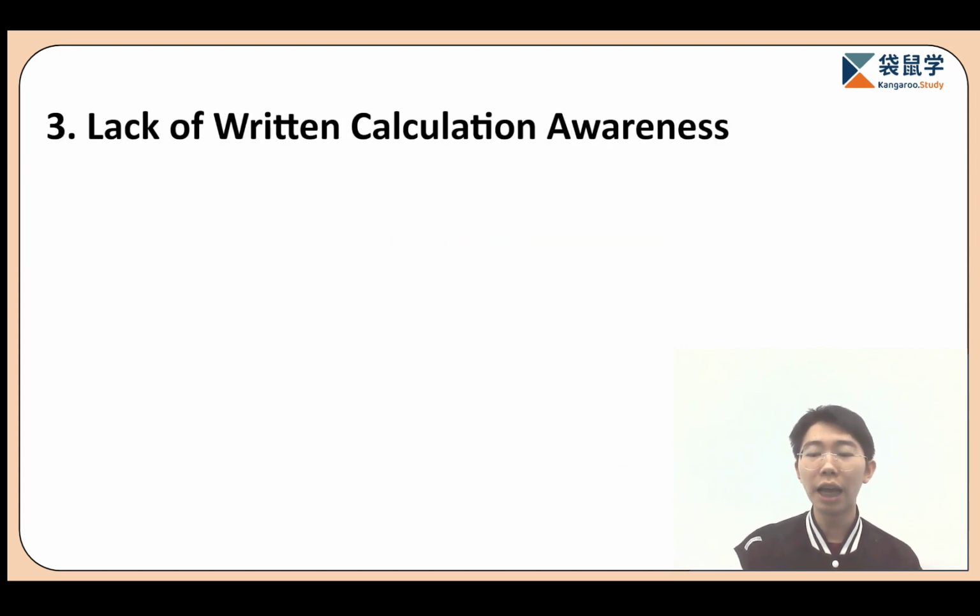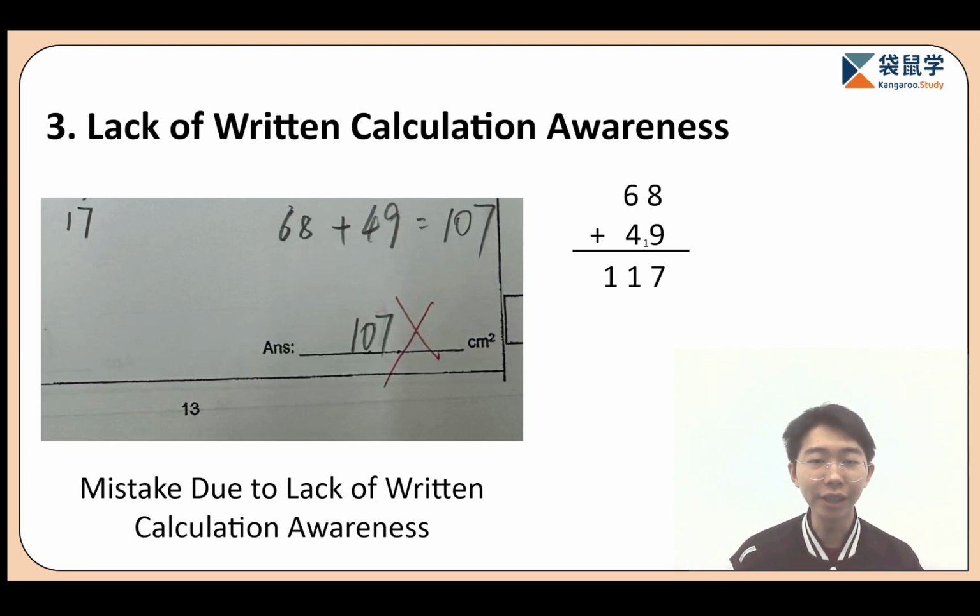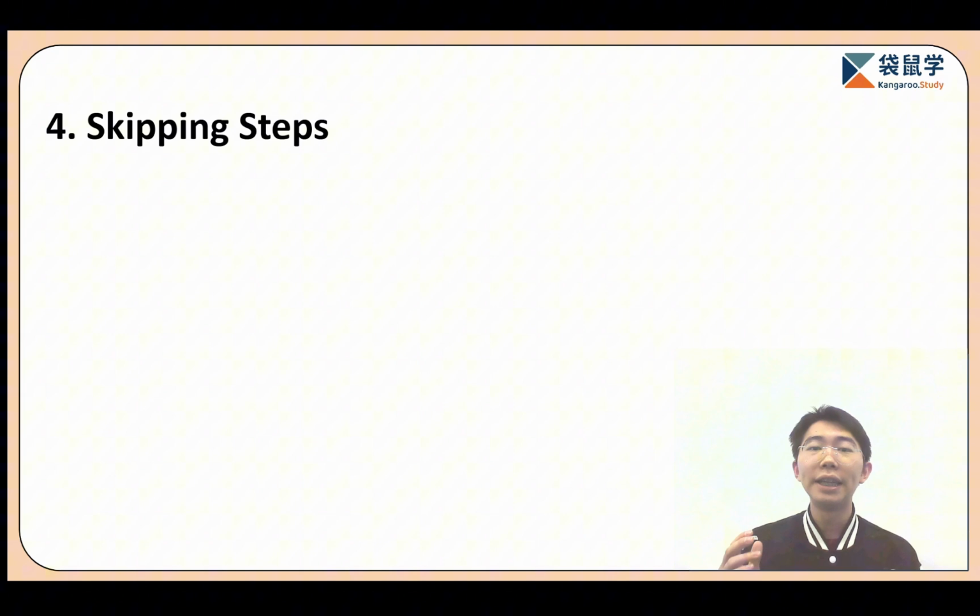Moving on, now we are given some harder expressions, and this time we cannot solve it with mental calculation easily because it involves carrying digits. We recommend writing down in the column method. But if the students lack written calculation awareness and insist on using mental calculation, any misremembering about the carrying digit will lead to mistakes. Moving on, skipping steps will also lead to mistakes.